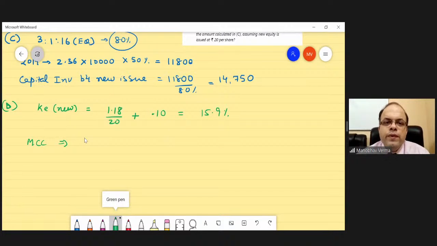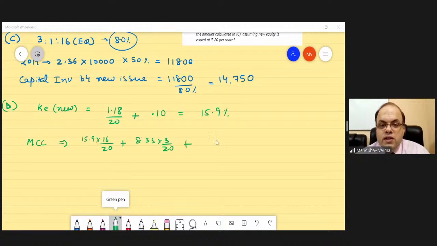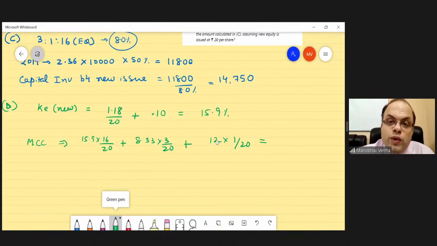And then my marginal cost of capital, of course, considering the same ratio, right? So we are talking about additional finance then. So we are looking at again 3 by 20, 1 by 20, and 16 by 20, right? So 15.9 multiplied by 16 by 20, plus your cost of debentures, 8.33 multiplied by 3 by 20, and then your preference, 12 into 1 by 20. So that will be your cost of capital for the new capital as a weighted average, or in other words, the marginal cost of capital after you are issuing a new source.